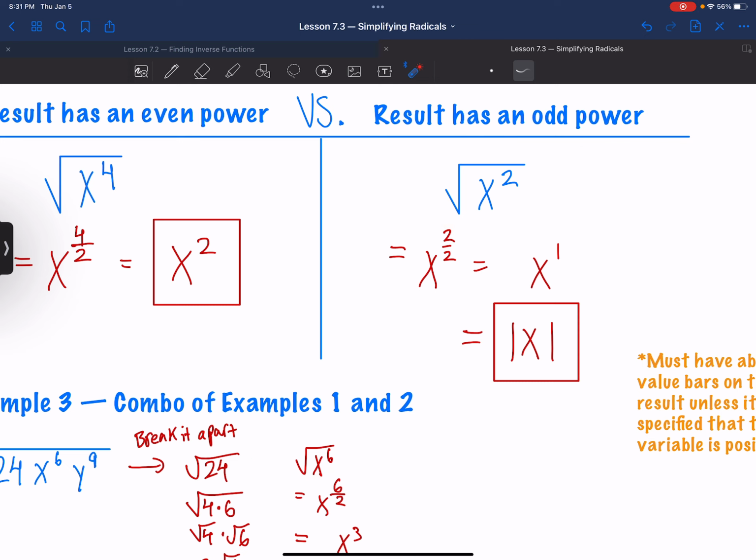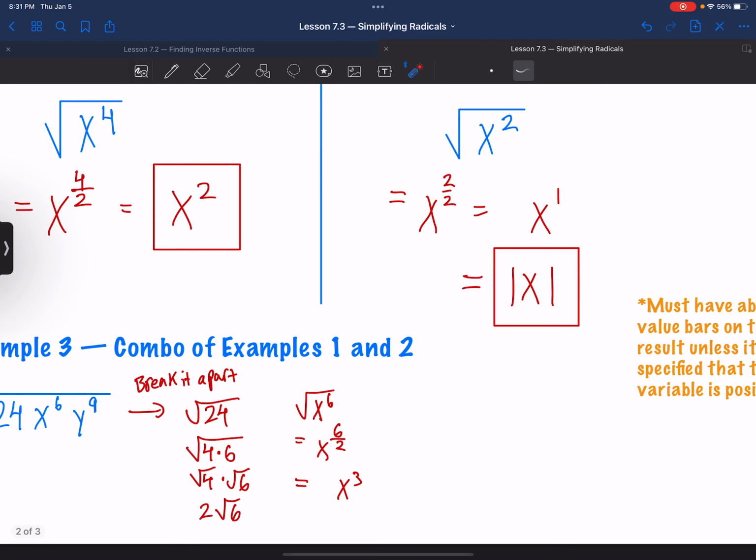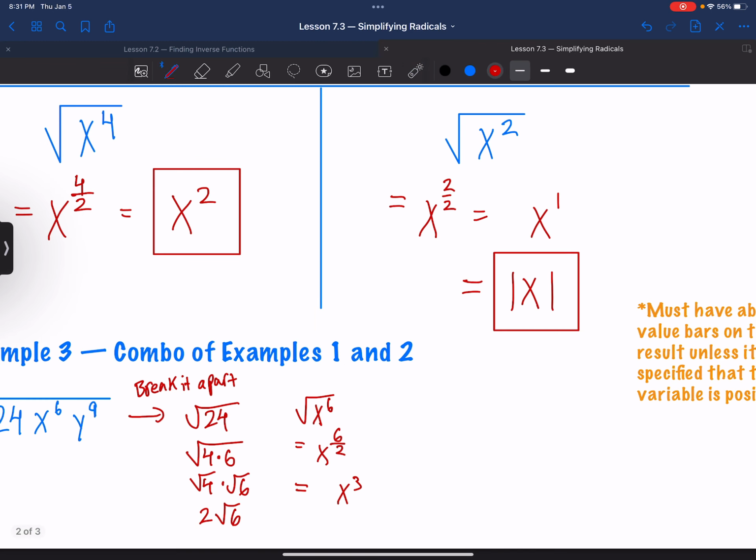It's an even index, but the result has an odd power because the result is the power of 3. So I have to put absolute value bars on that x. Now we'll look at square root of y to the power of 9. And this one's going to be a tad different, and a little bit more tricky.